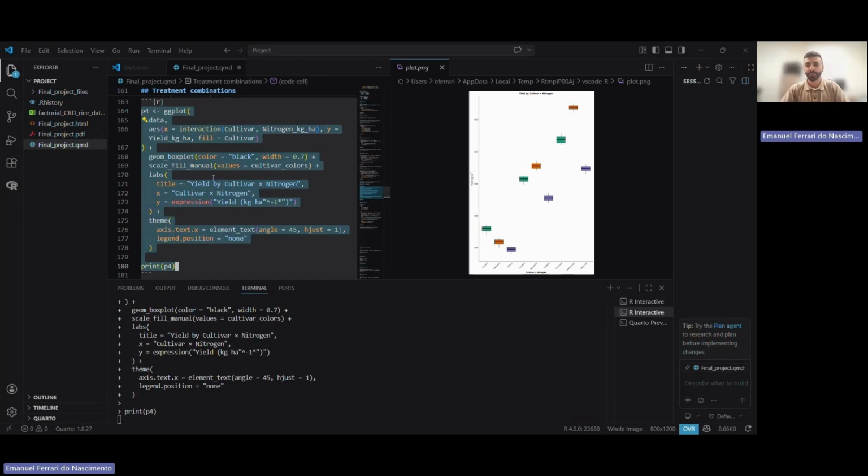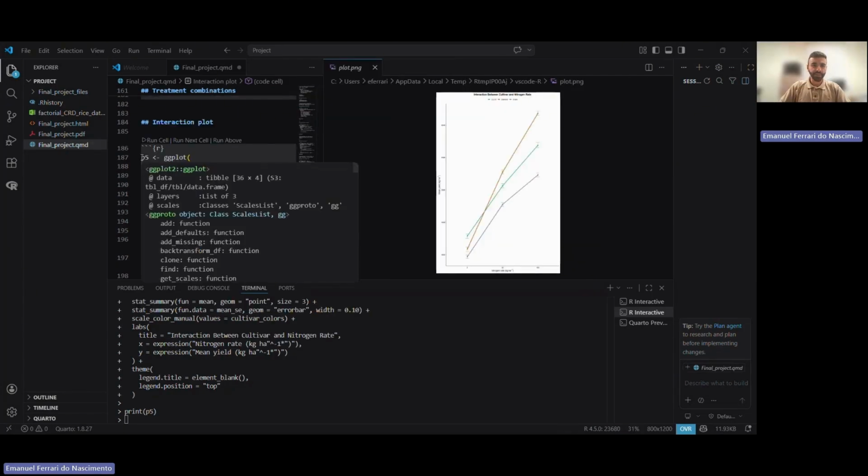This third box plot here compares yield among those different treatment combinations. Since we have 3 cultivars and 3 levels of nitrogen, we have a total of 9 treatment combinations. And we can see that some treatment combinations produce higher yield as compared to other treatment combinations. In this case, we were able to see that the combination of the cultivar Diamond with the level of nitrogen of 100 produced the highest yield on average.